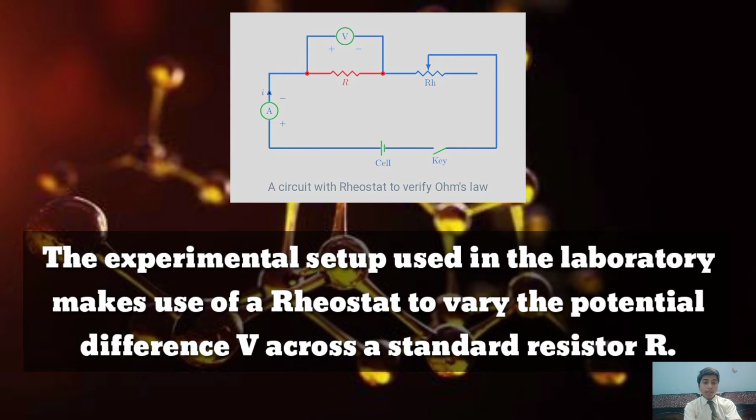The experimental setup used in the laboratory makes use of a rheostat to vary the potential difference V across the standard resistor R. And here we can see its diagram also.